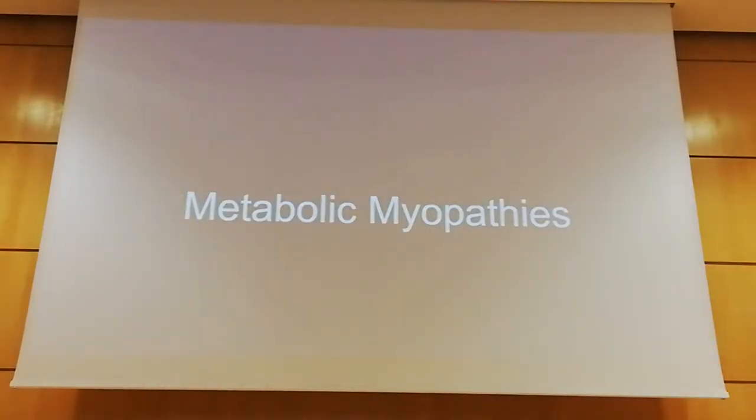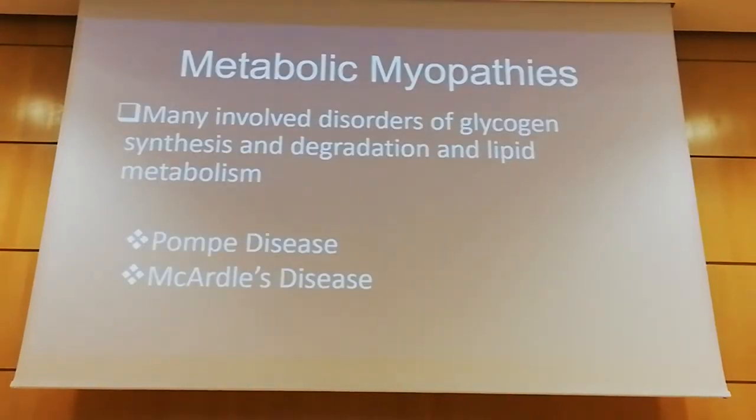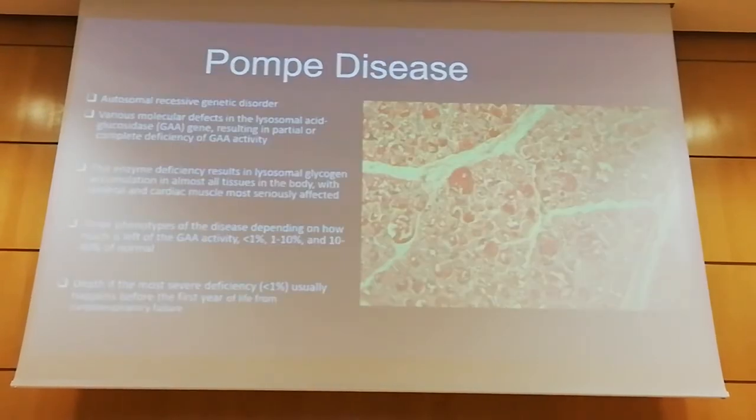All right, metabolic myopathies. In this case, a substance that is supposed to be degraded, as a result of enzyme deficiency, is accumulating in several tissues across the body. In this case, the muscle is involved in this process. You see that with Pompe disease and McArdle disease as well.